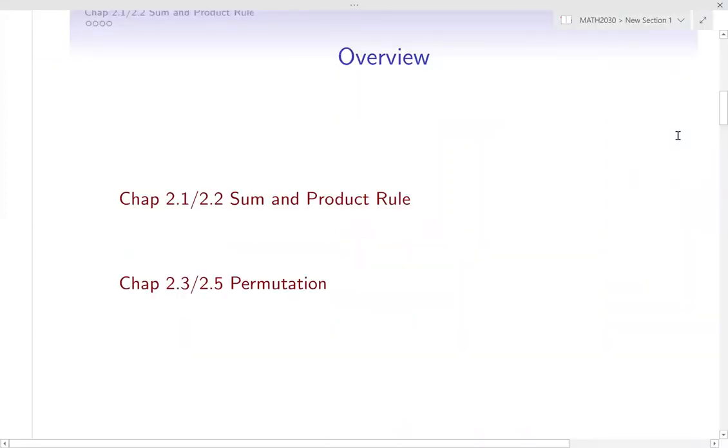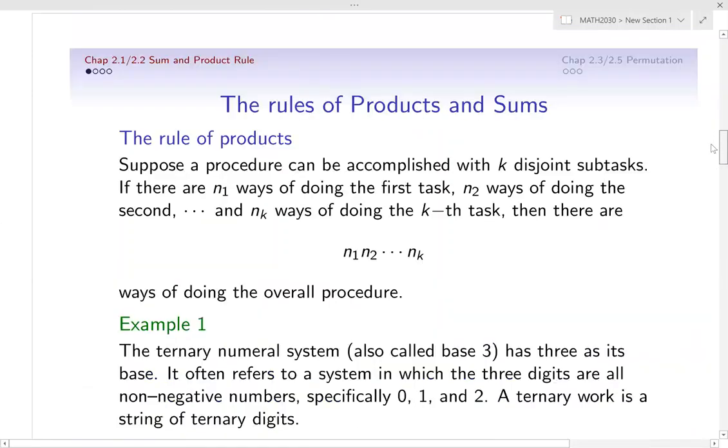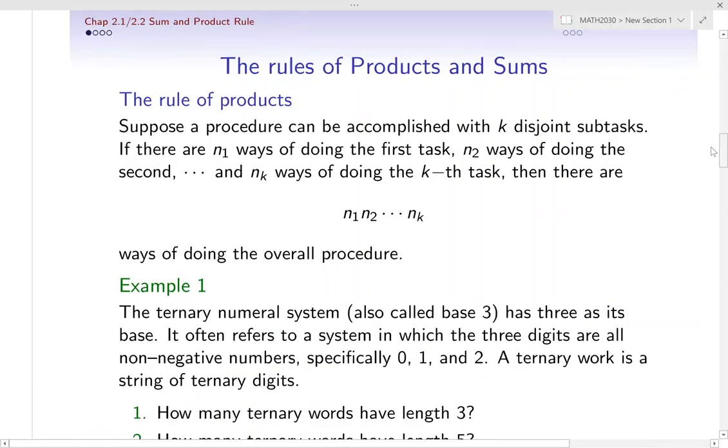Welcome to MATH2030 Combinatorics. In this video, we're going to talk about Chapter 2.1, 2.2, Sum and Product Rule, and Chapter 2.3, 2.5, Permutations. Let's start with the rule of products and sums.